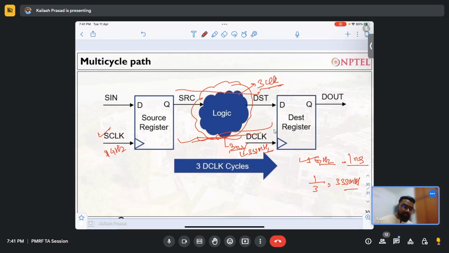But you should have explicitly made sure that whatever tool you are using for designing this, please take care that this is a multi-cycle path. You define that, and don't decide the frequency on the basis of that. Decide the frequency on the basis of the rest of the circuit.